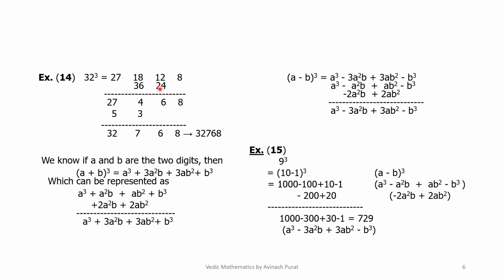8, 24 plus 8 is 36, 6 is taken down and 3 is taken to the left. 36 plus 18 is 54, 4 taken down and 5 is taken to the left, and 27 taken down. So the grand total is 8, 6, 4 plus 3 is 7, and 27 plus 5 is 32. So 32 cube is 32,768.